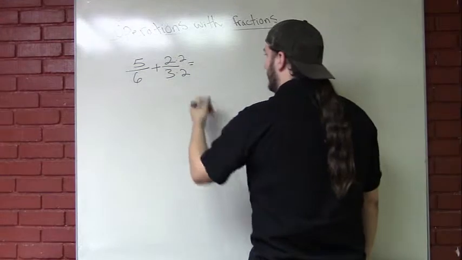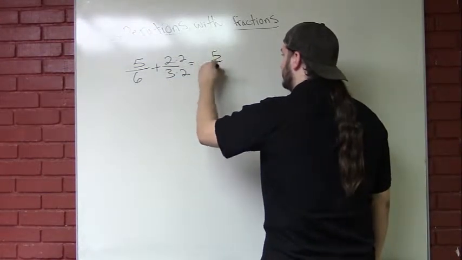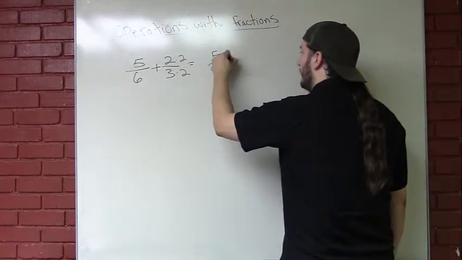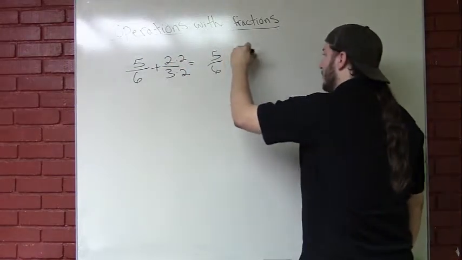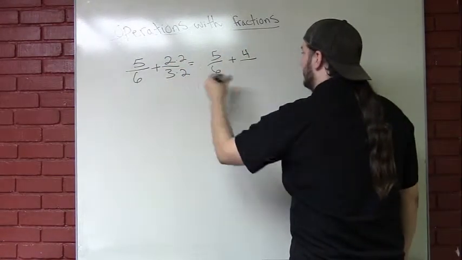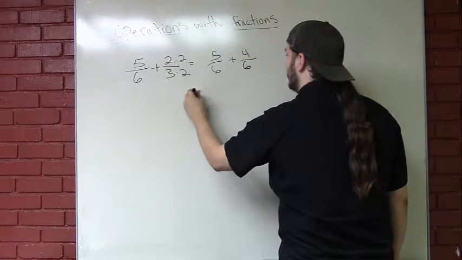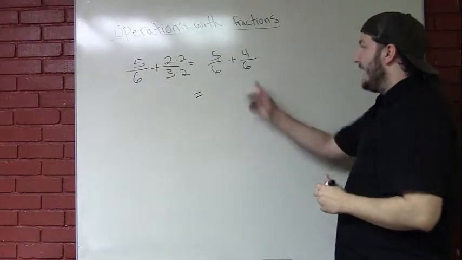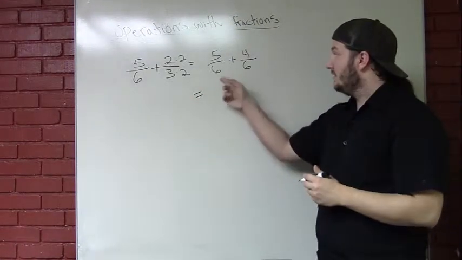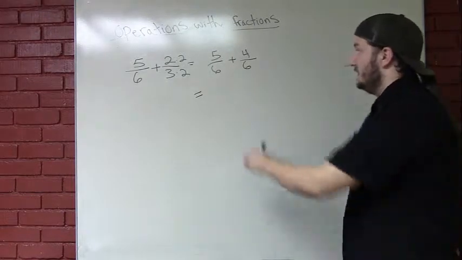So now you have 5 over 6 still, this fraction here, plus now you've got 2 times 2 is 4, divided by 3 times 2 is 6. Okay? Now the bottoms match, so you can add the tops.